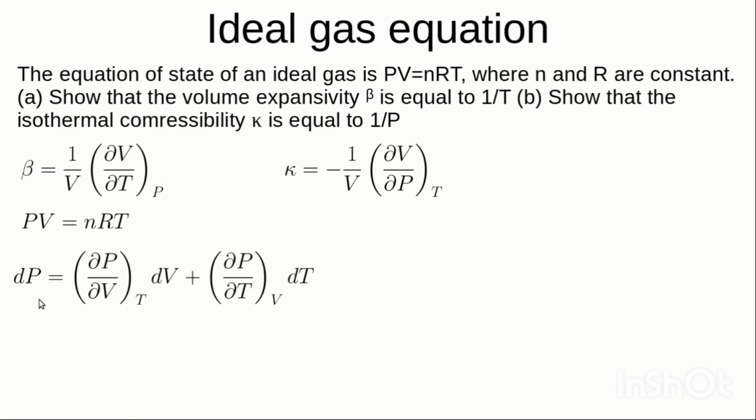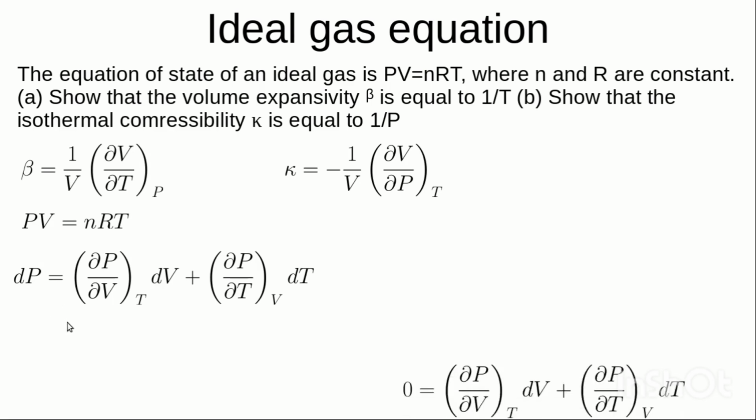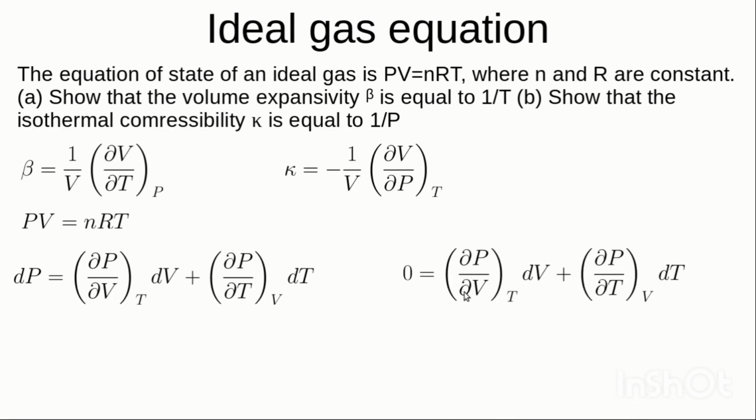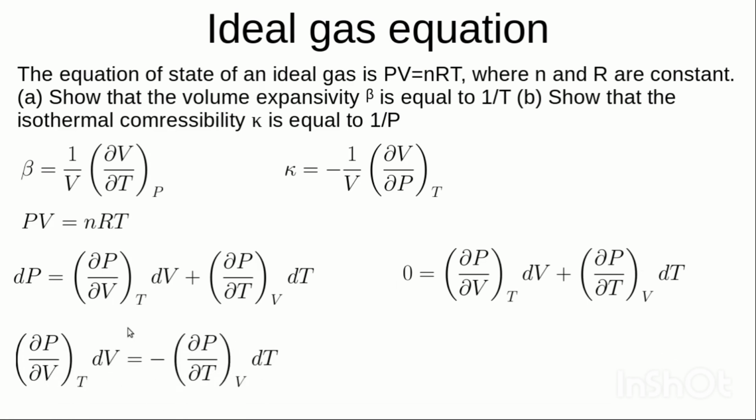So we have dP equal to the partial derivative of P with respect to V at constant temperature times dV, plus the partial derivative of P with respect to T at constant volume times dT. From this expression, we notice that at constant pressure, dP will be equal to 0. So we have this expression, and if we take this one to the other side, we have this expression.